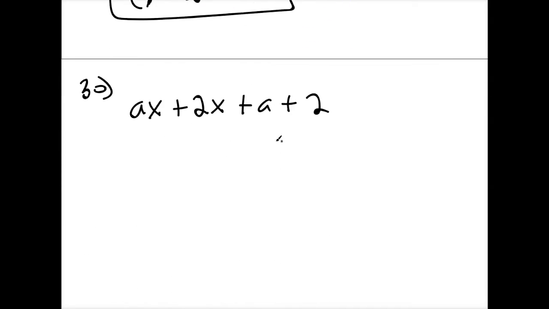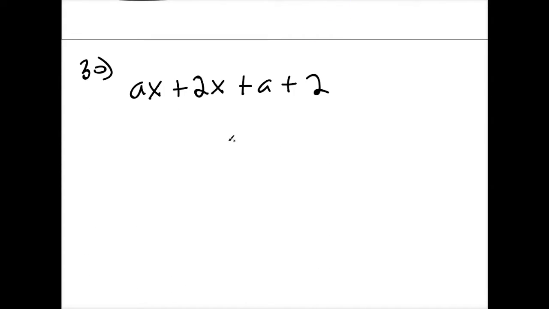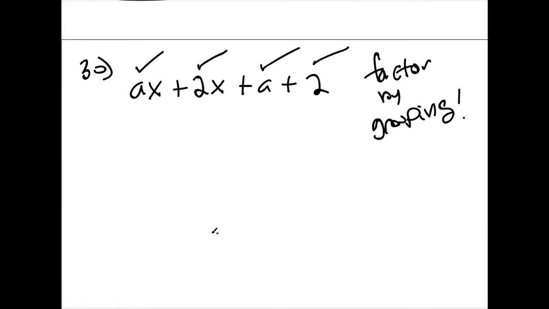All right, number 30. This is a legit factor by grouping problem. The reason why I know it's factor by grouping is because I have 1, 2, 3, 4 terms. So what you do is, I'll write up here, 4 terms. Let's see, right here, you see like, what can I factor out? I can factor out an X. So I'll take my X out, that leaves me with an A plus 2. If I distribute back in, I get my XA plus 2X.